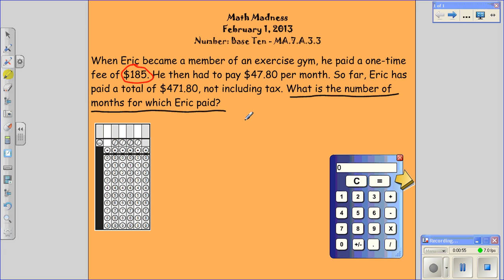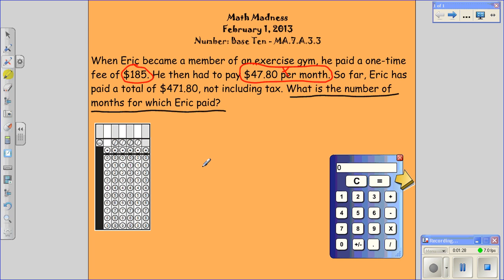Then we also need to know that he had to pay $47.80 per month. Now, that word per refers to an operation that we have to do. If I said, for example, I had to pay $3 per pair of socks, so if I wanted 2 pairs of socks, I would do 2 times 3. So per means to multiply. Put a little multiplication symbol over the per.